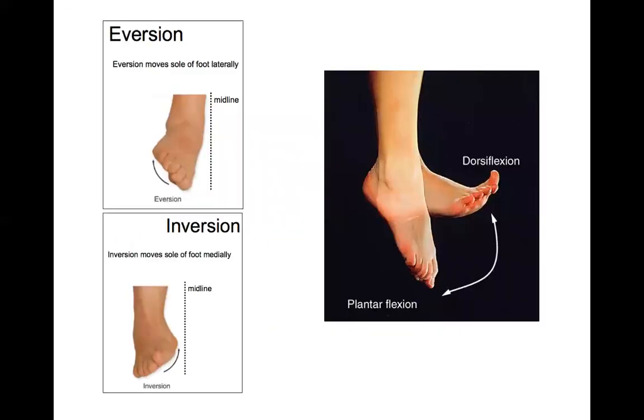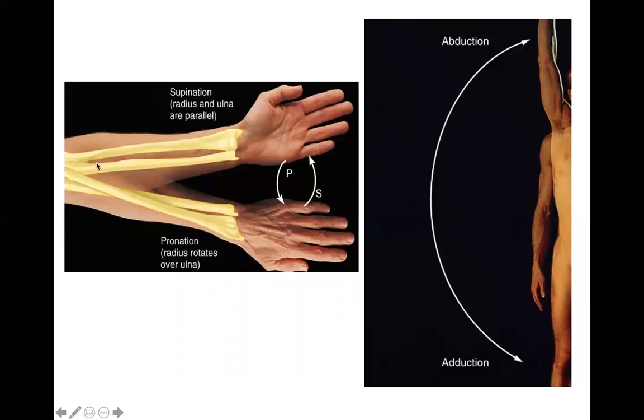parallel to each other. So I'm going to show you on this picture. When you are in a supine position in terms of your arms, the two bones, the radius and ulna, are parallel to each other. However, when you are in a prone position for your forearm, your radius is actually rotating on the ulna, creating the prone position.